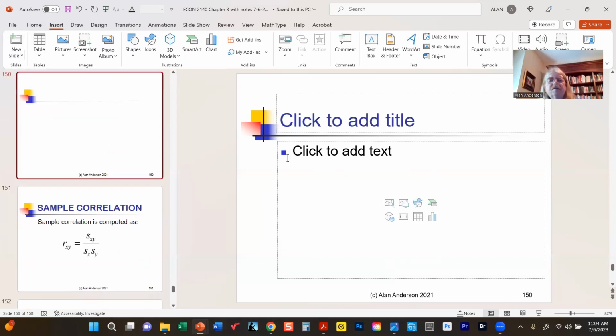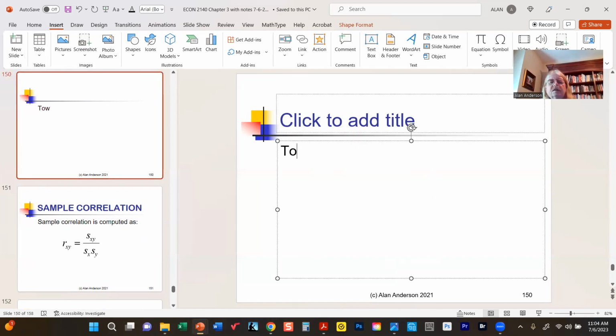Let me mention them here. Two issues with the covariance that make it less than perfect as a measure of association. It's not that there's something wrong with it. It's just it has issues that we'd like to correct.